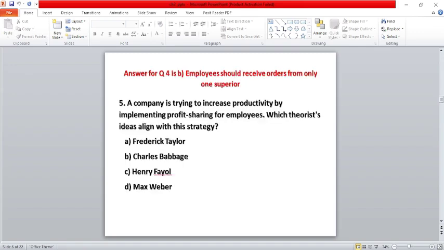Question number 5. A company is trying to increase productivity by implementing profit sharing for employees. Which theorist's idea align with this strategy? A. Frederick Taylor. B. Charles Babbage. C. Henry Fayol. D. Max Weber. The answer for question number 5 is B. Charles Babbage.